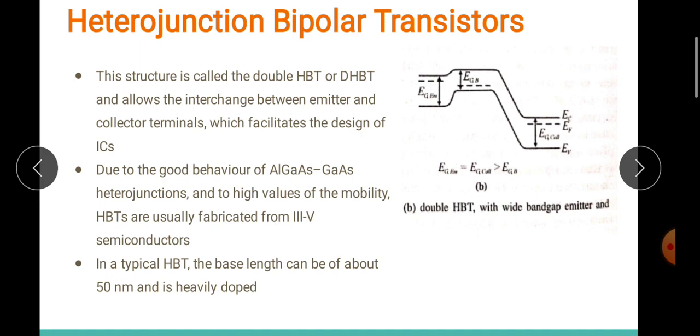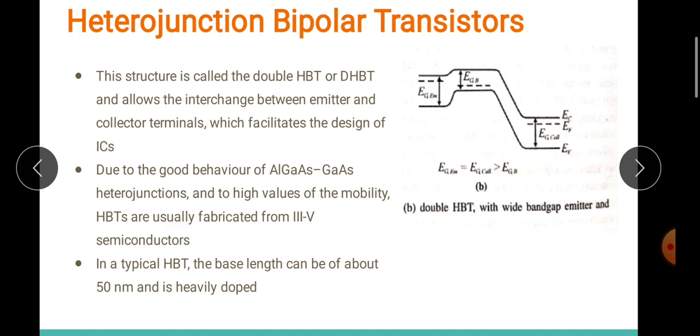So typically when we fabricate these HBTs, we make sure that the base length is about say 50 nanometers and it is heavily doped. The doping may be about say 10 raised to 19 particles per centimeter cube. And you can use these transistors at frequencies up to 100 gigahertz, which is similar to your MOSFET's operation range. And you can see, in fact, this 100 gigahertz is a very high frequency when we compare it with silicon MOSFETs. Silicon MOSFETs can't even think about operating at such a high frequency range. So you can use HBTs for high frequency operation.